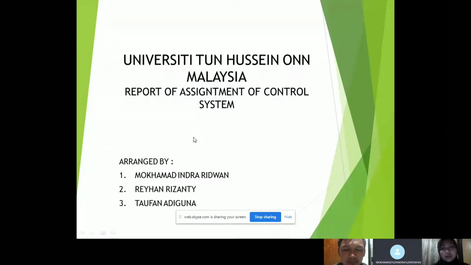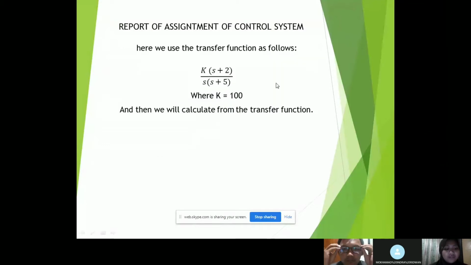In the previous week, our lecturer, Dr. Dirman, gave a group assignment to make a project on the operation of MATLAB. The transfer function is as follows: we have K multiplied by (s plus 2) per s multiplied by (s plus 5), where K is 100, and then we will calculate from the transfer function.